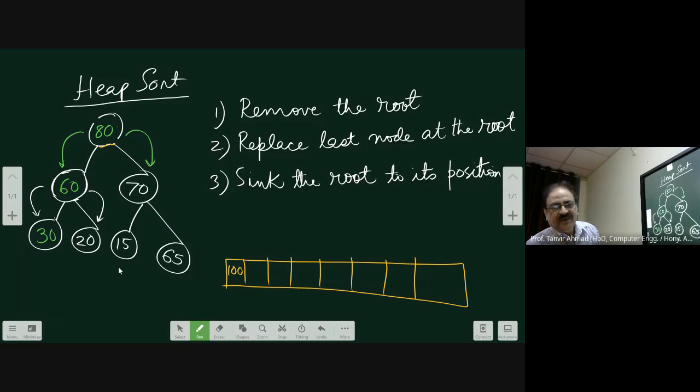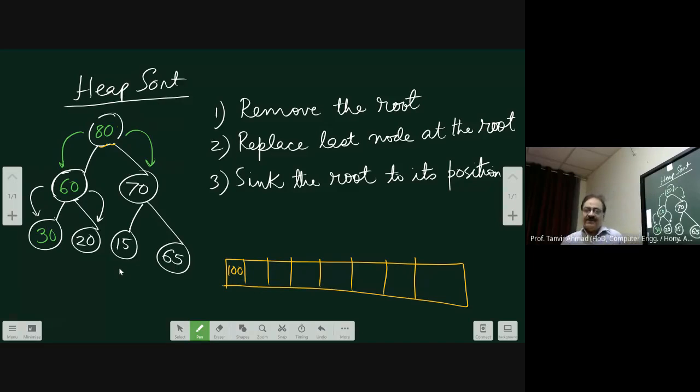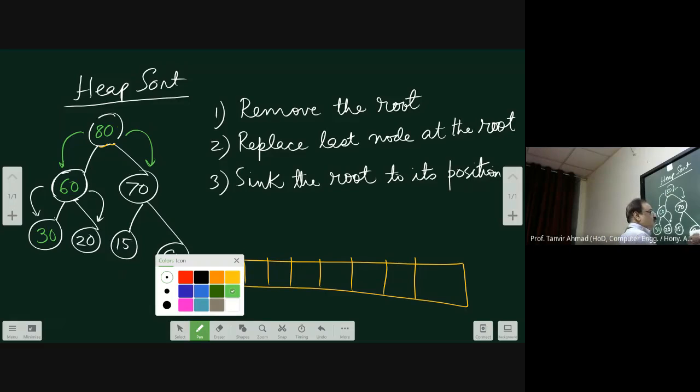How much time? How many steps do you require to sync? So log n, no? You require log n times, because in the worst case, the node will sync from the root to the leaf. In the worst case, it will go to the leaf. Now, when I am going to perform this, it is going to take log n times. Now again, you do the same thing.